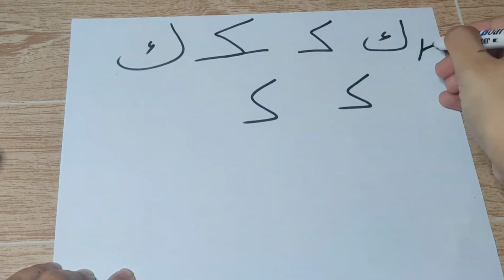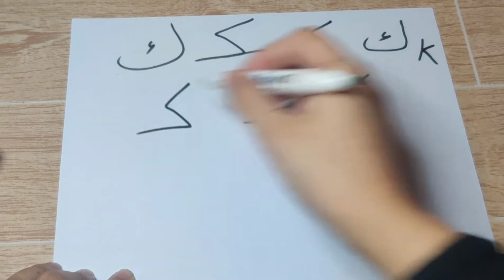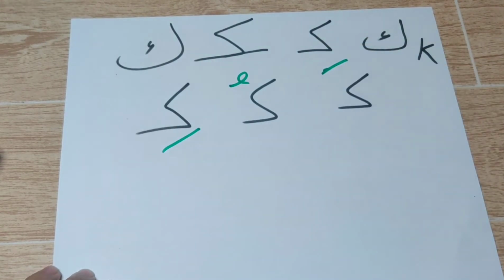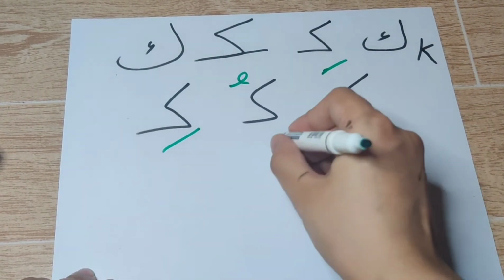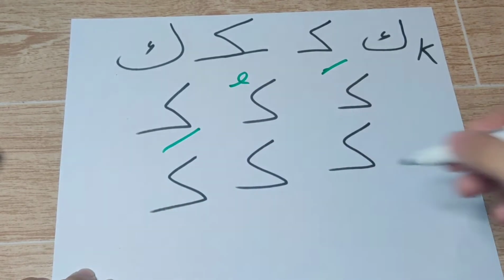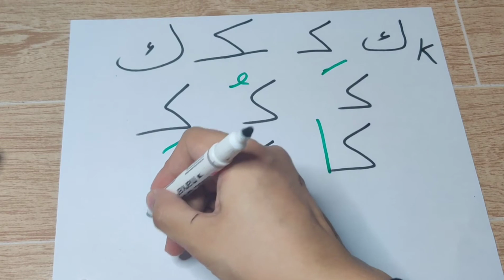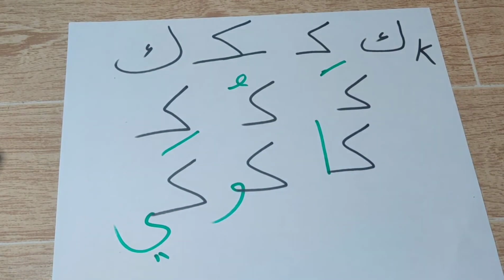Now we're going to use the short vowels, fatha, dhamma, kasra, and read it. Ka, ku, ki. The ones in green are called short vowels, fatha, dhamma, kasra: ka, ku, ki. And then we're going to use the long vowels: ka, ku, ki. There's a stretch because they're long vowels, mad bil alif, mad bil waw, and mad bil ya.